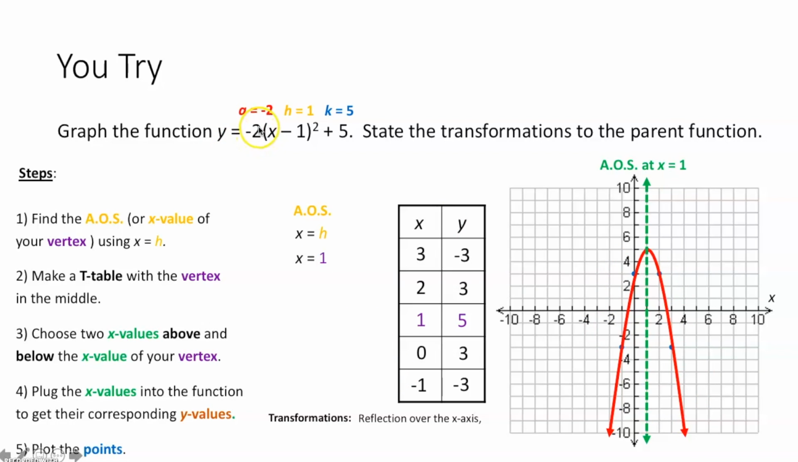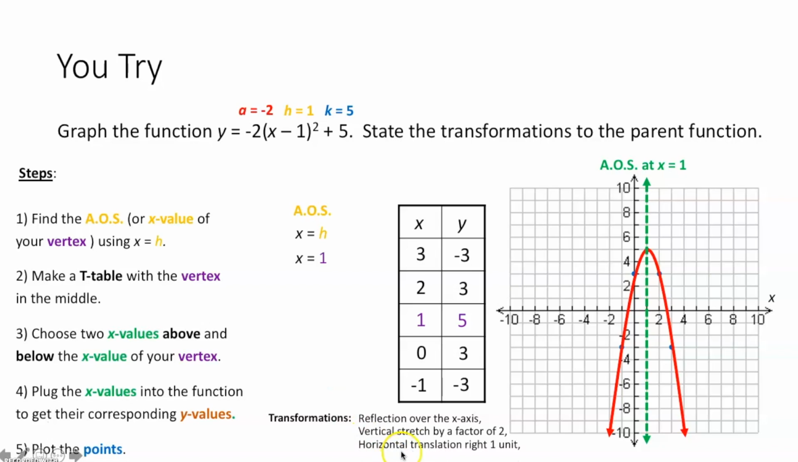Well, since it's greater than 1 or less than -1, we know it's going to stretch your parabola. So this is going to be a vertical stretch by a factor of 2. Why don't we say -2? Because the negative is the reflection. The stretch is then the number that comes after that negative.